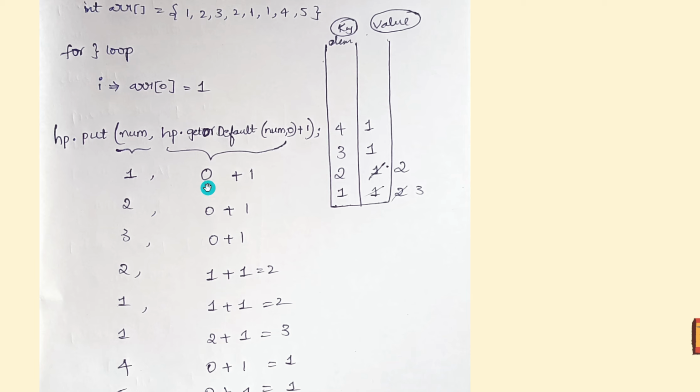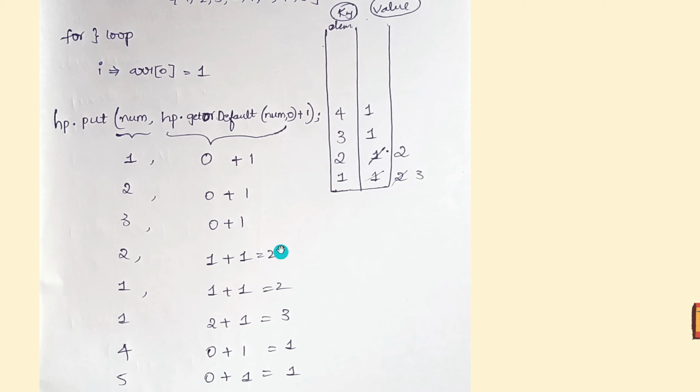If it is not present, it returns 0. If it is present, it retrieves its original, present frequency count. For that you are adding 1 and pushing it into the hash map with hp dot put. Okay, 3 is not present, so it returns 0, and 0 plus 1 gives 1, which you push into the map.